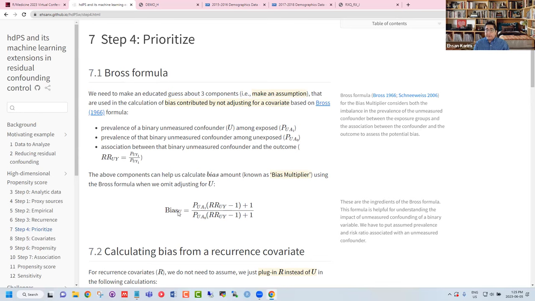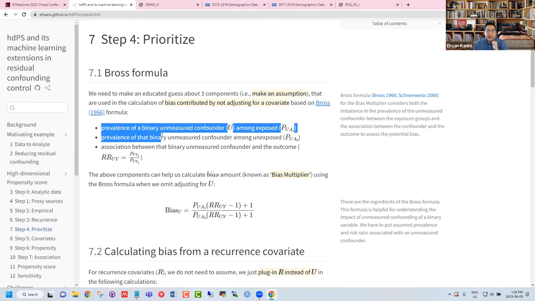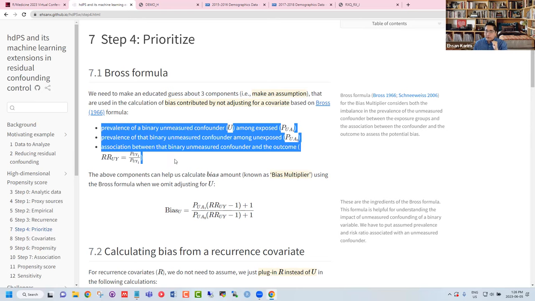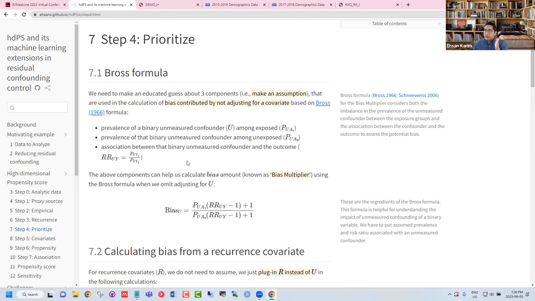But that required some strong assumptions. What are the assumptions? These three assumptions. You need to have some understanding about the prevalence in the exposed, unexposed, and the association with the outcome. Thinking about our problem and our current context, our problem is actually much simpler than this because we do not have to assume anything about the unmeasured confounder. We actually have 143 covariates already present in our data that we have identified in our step three.